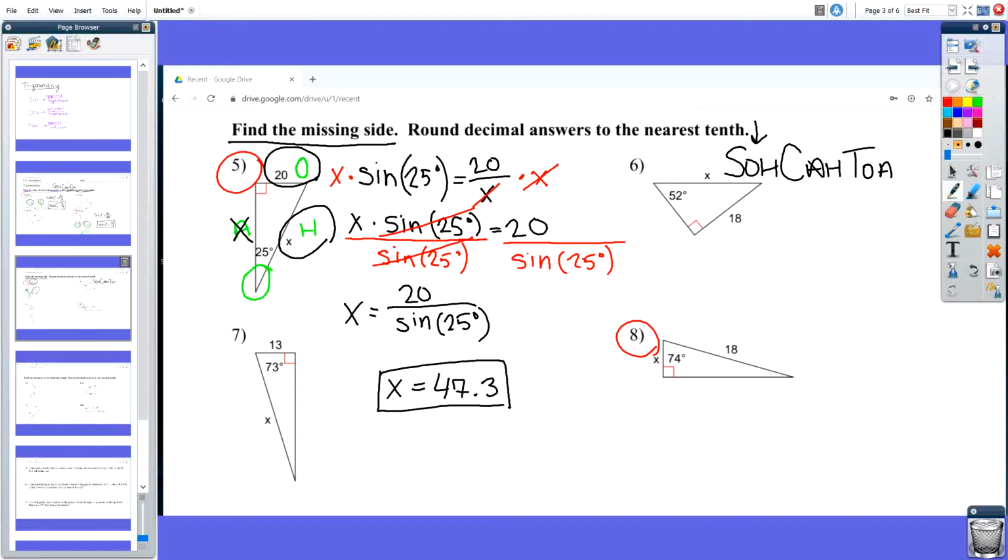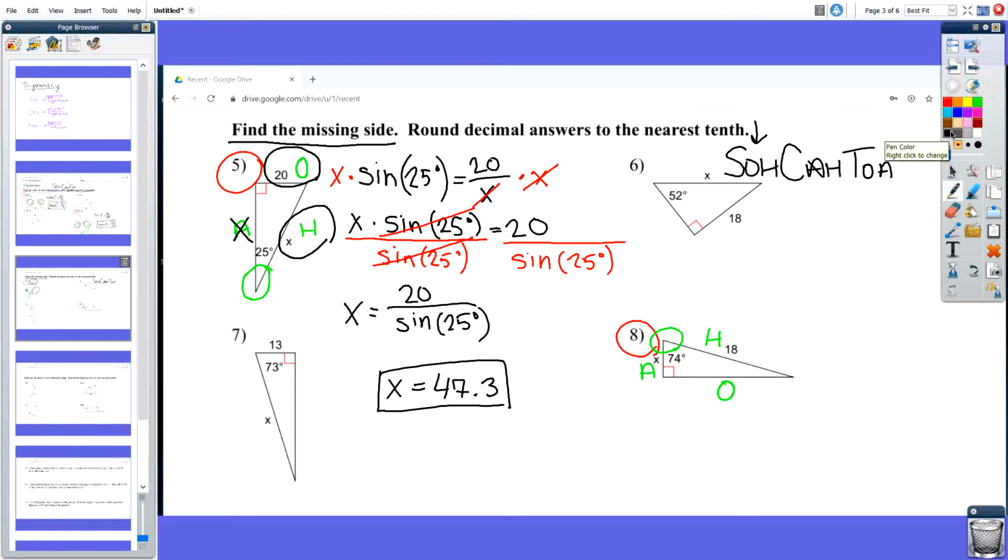All right, let's take a look at number 8. We're going to start off exactly the same. I'm going to circle this angle here because that's the one that's labeled. I'm going to label my 3 sides. I've got my hypotenuse directly across from my right angle. I've got my opposite side directly across from the angle that I circled. And then I've got my third side, that's my adjacent side.